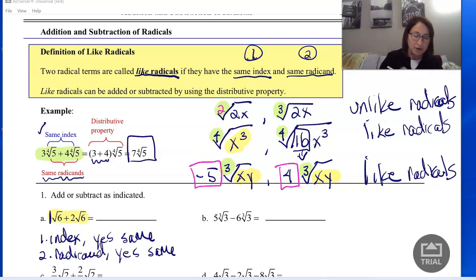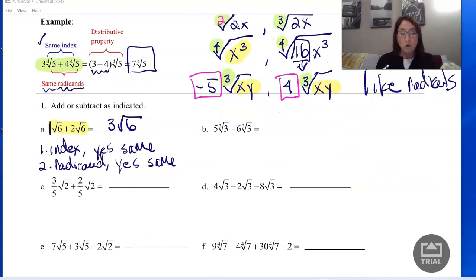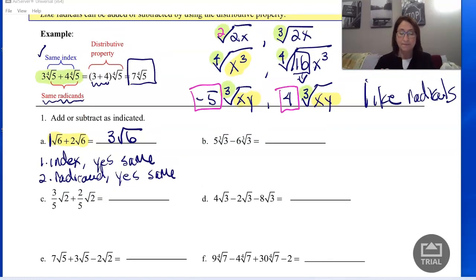So because I meet both of the criteria, I can simply add those coefficients. In front of the square root of 6, it's a 1. So I add 1 plus 2, and I get 3 root 6. I'm done. Okay, for subtraction, it works just the same.